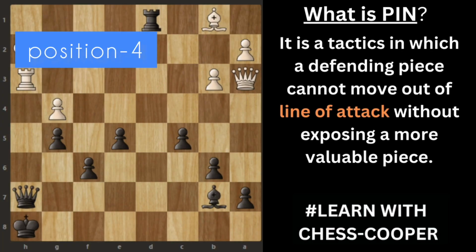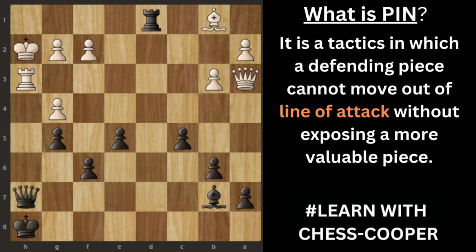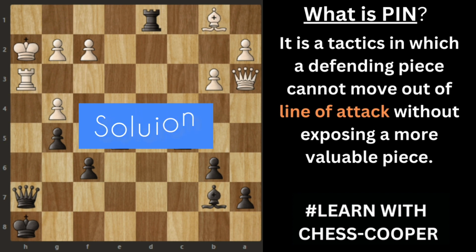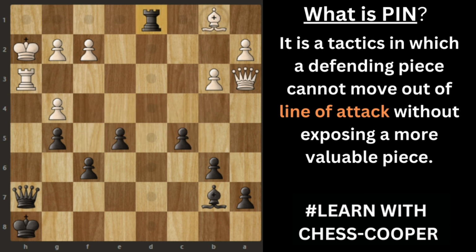This is our fourth position, and this puzzle is from Build Up Your Chess, and it is black to move. Let's see whether you can solve it or not. In this position also, it is white who is pinning our queen as well as attacking our queen at the same time. So how is black going to use the pin to solve all his problems? Let's see the solution.